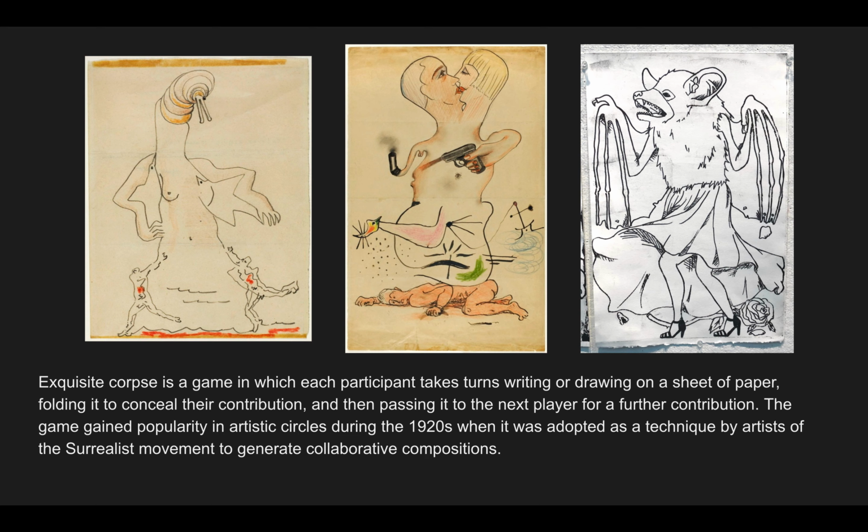Exquisite Corpse is a game in which each participant takes turns writing or drawing on a sheet of paper, folding it to conceal their contribution and then passing it to the next player for a further contribution. The game gained popularity in artistic circles during the 1920s when it was adopted as a technique by artists of the Surrealist movement to generate collaborative compositions. Some of you might be familiar with this. It's usually a good icebreaker. We've got a couple examples up here.